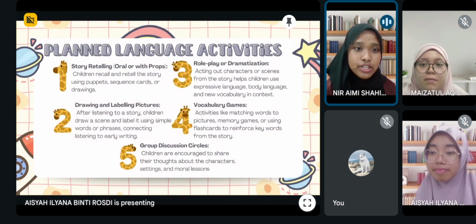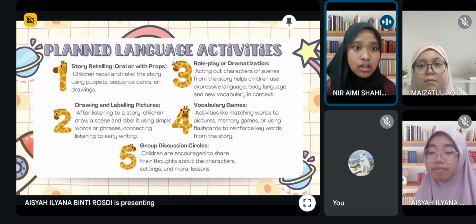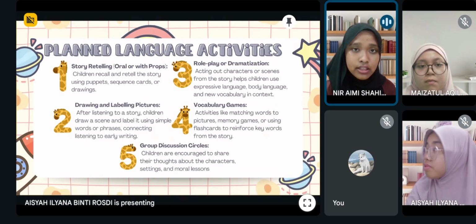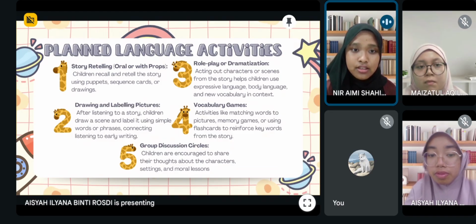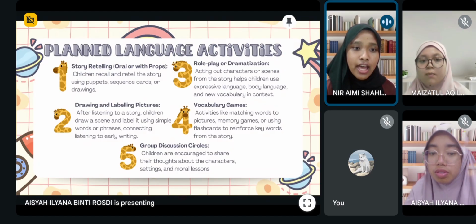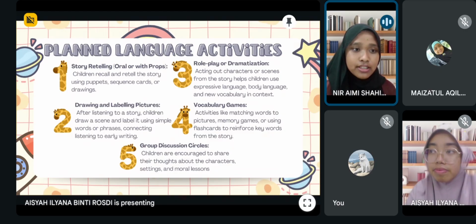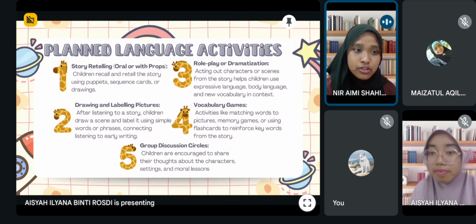Second is planned language activities to reinforce learning. In addition to the read aloud session itself, planned language activities are essential to reinforce and extend the learning. First, we can use storytelling activities. After the read aloud, children can be invited to retell the story in their own words. This helps them practice sequencing, using past tense verbs, and organizing their thoughts. They might use puppets, sequence cards, or even act out the story as a group.